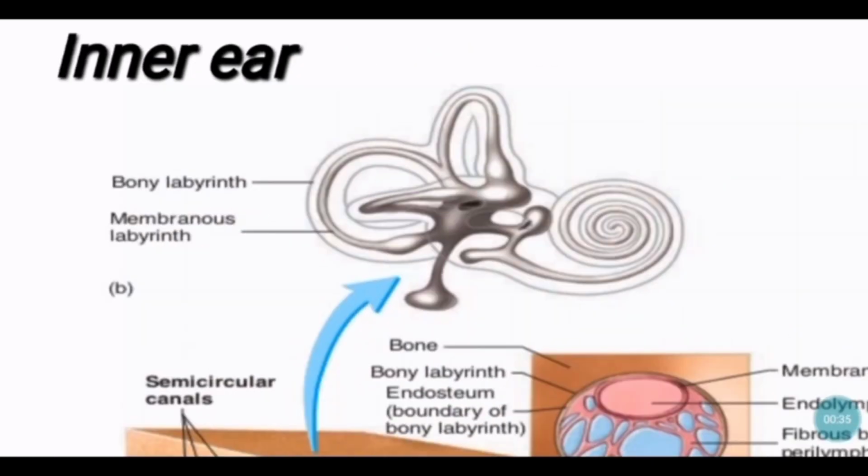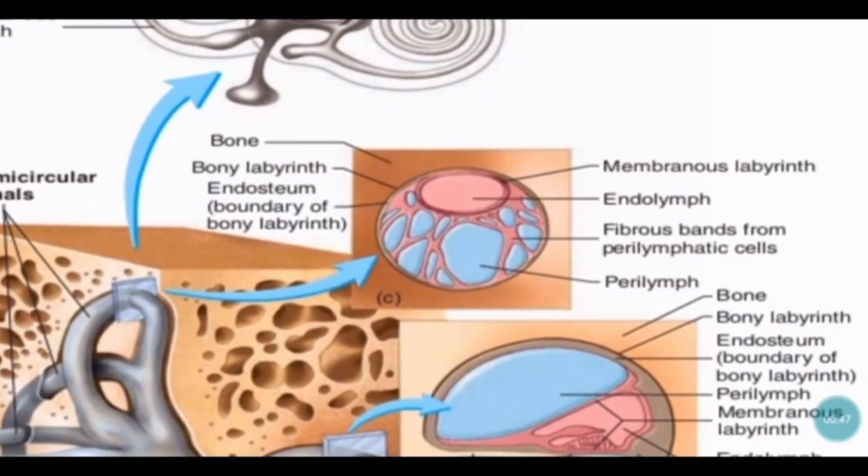The tunnels and chambers inside the temporal bone are called the bony labyrinth. Because the bony labyrinth consists of tunnels within the bone, it cannot easily be removed and examined separately. The bony labyrinth is lined with endosteum. Inside the bony labyrinth is a similarly shaped but smaller set of membranous tunnels and chambers called the membranous labyrinth.